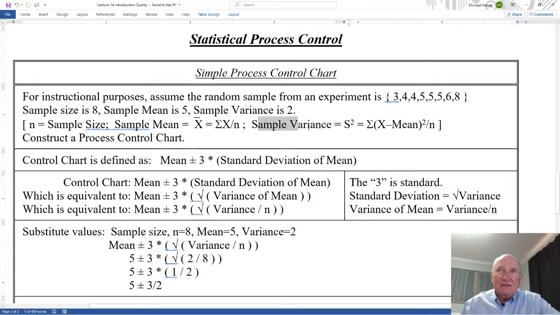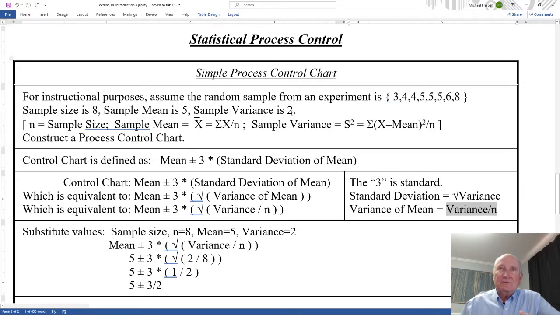Notice this variance here is the variance from the sample, which is the variance of a random variable of that sample. It's not the variance of the mean of the sample, it's the variance of a single variable x in that sample. So it's the variance of x, not the variance of the mean of x. The variance of the mean is going to be this variance up here divided by n.